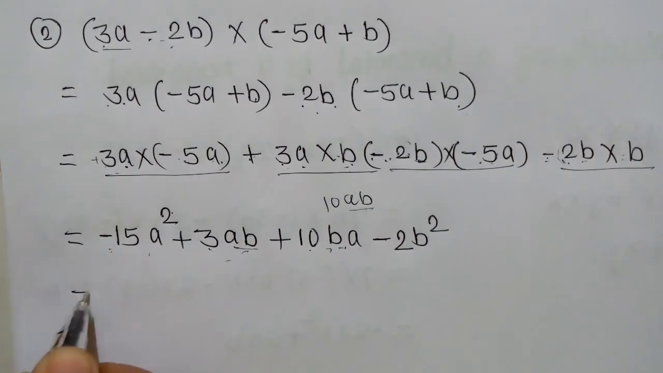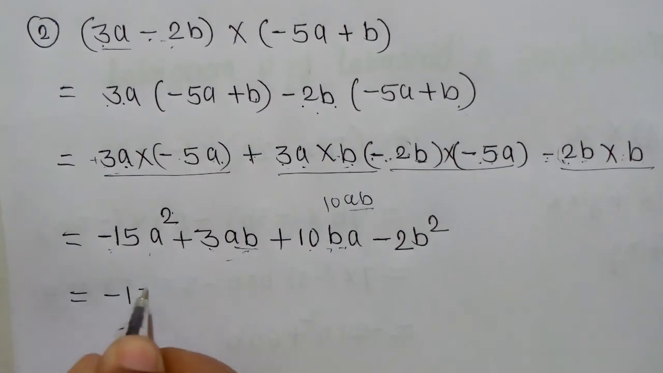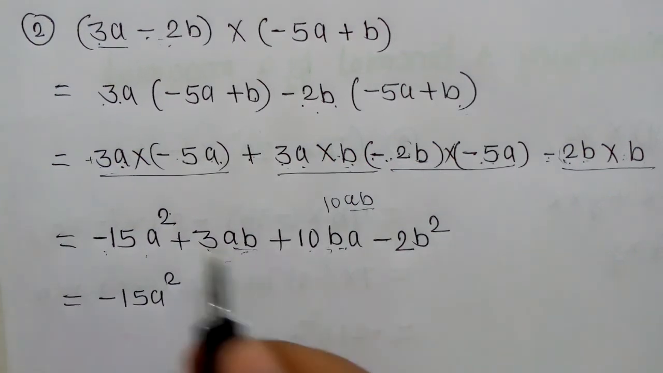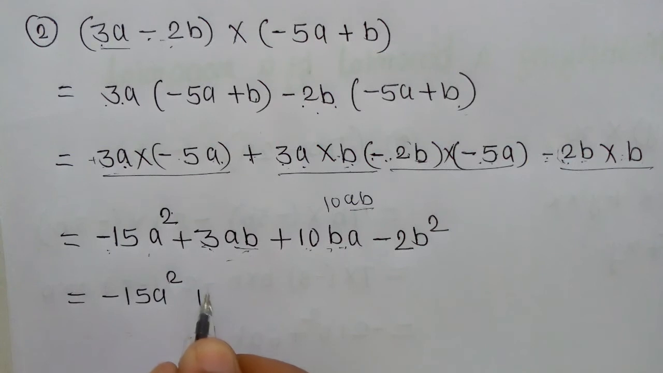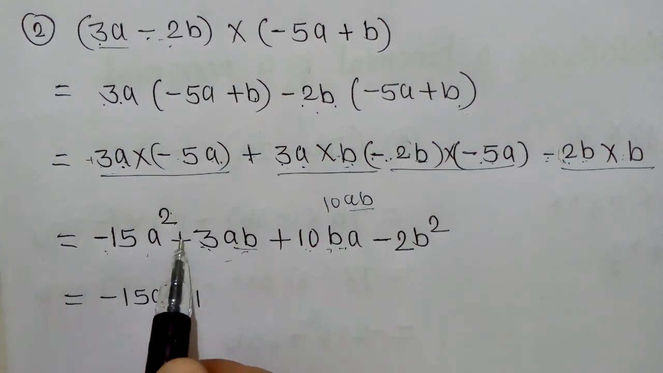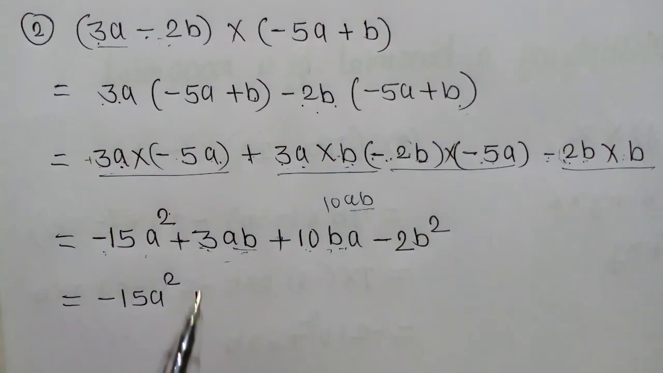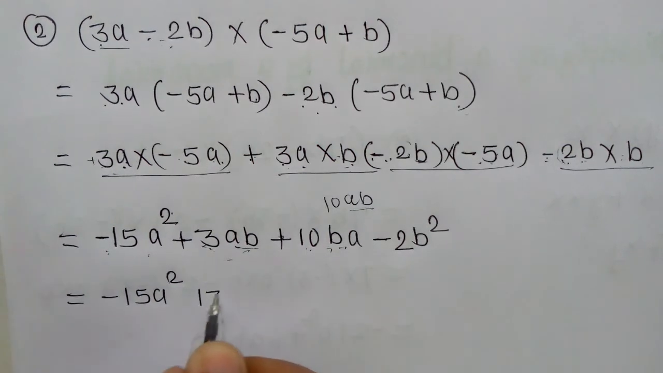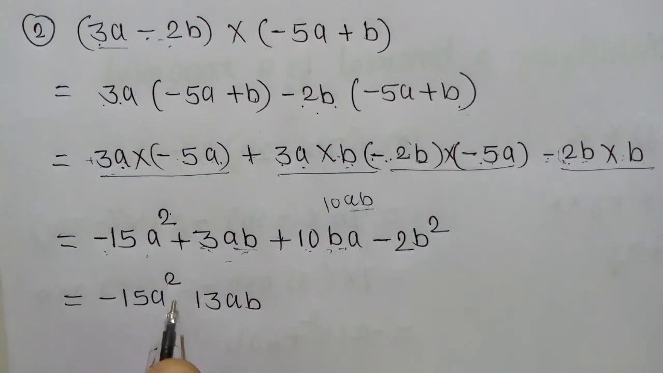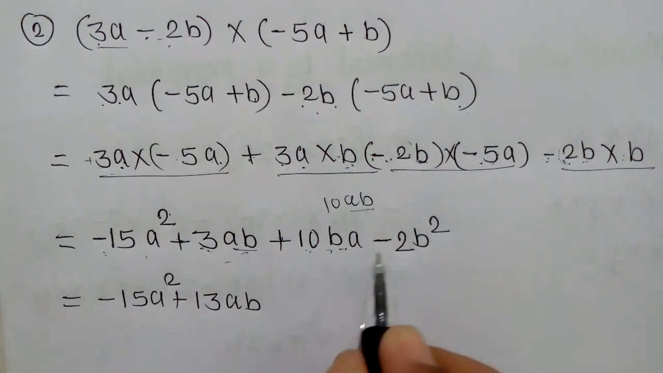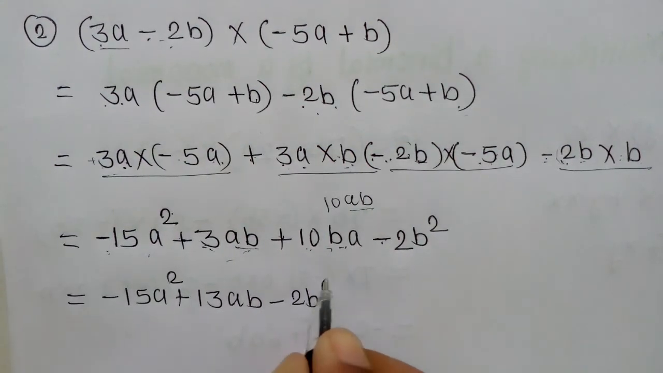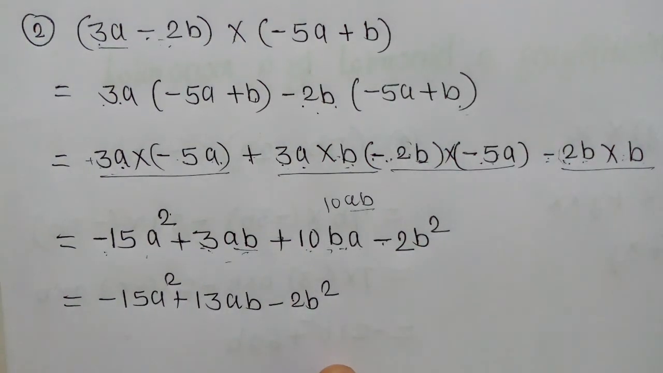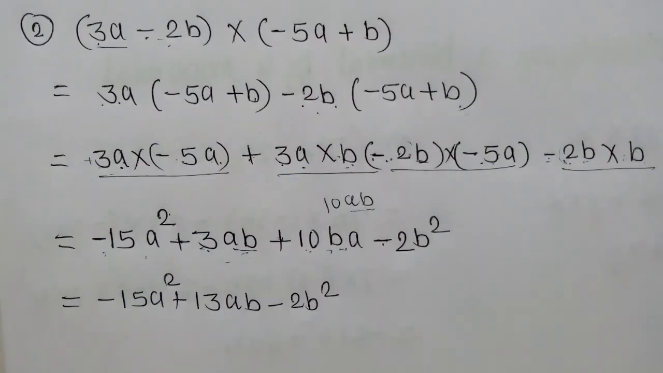So what we will do here, first term as it is negative 15A square, we will add these two terms, 10 plus 3, 13. We will add because both positive signs are there. So 10 plus 3, 13AB. It will have plus sign. And then negative 2b square as it is, negative 2b square. This is the answer of this multiplication.